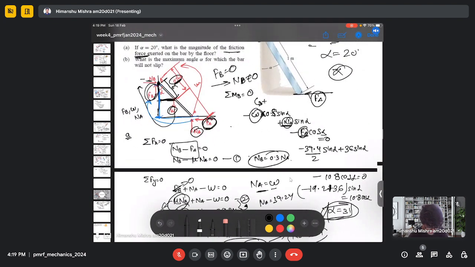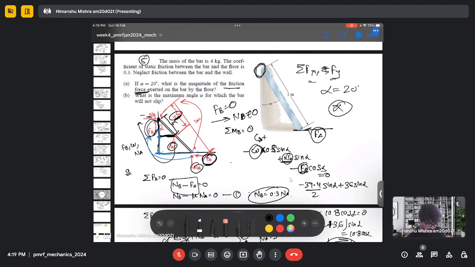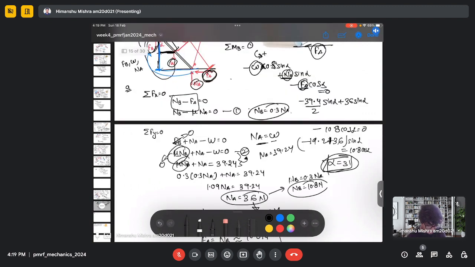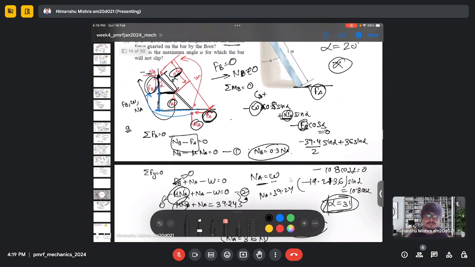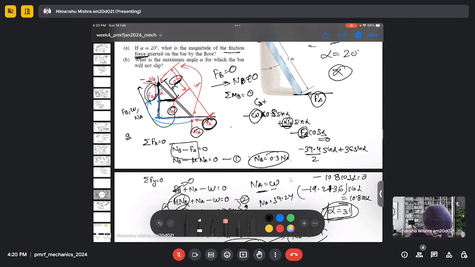So try this question by yourself. It has a similar procedure. It will just give a different numerical result. Alpha will be more, I think. Alpha will be more because NA is more, so friction at A will be more. The value of alpha will be more.